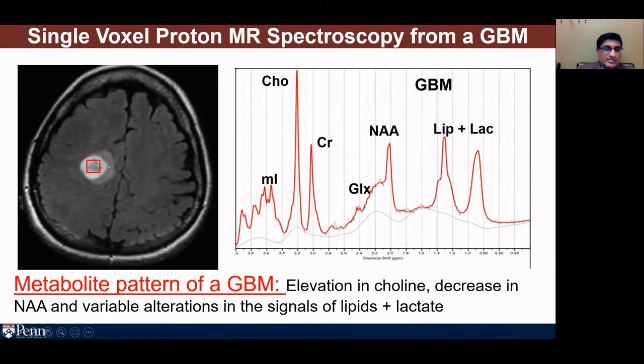But in case of the tumor, this is a single voxel again, from the center of the tumor. This is a typical metabolic pattern of a GBM. As you can see, there's a huge peak of choline. In GBM, there's high cell density and high cellular growth, and as a result there's increased choline. At the same time, there's a destruction of the neurons, so there's a decreased NAA. There's a variable amount of lipid and lactate, which is a marker of anaerobic metabolism. And then, of course, there's an increase in glutamate and glutamine. So this is a typical spectrum pattern from GBM or any high-grade gliomas.